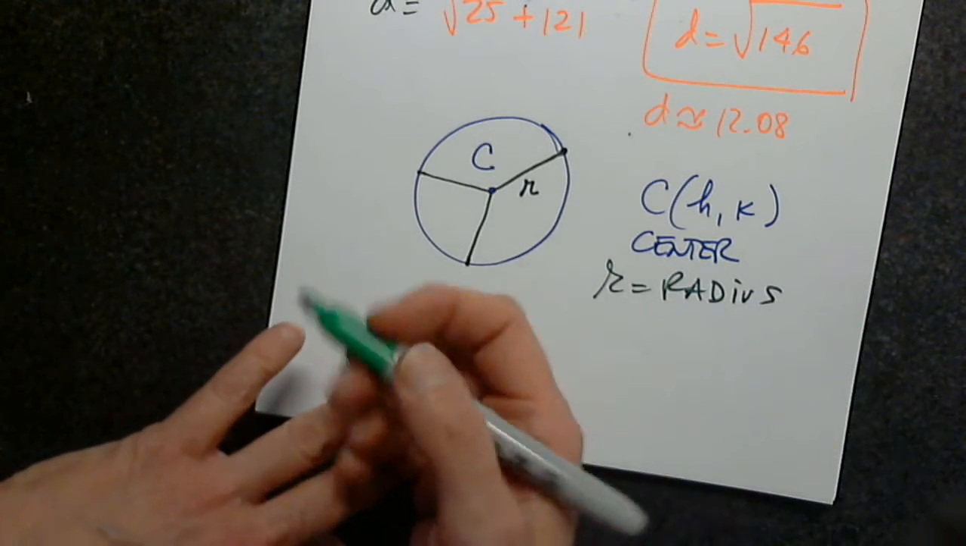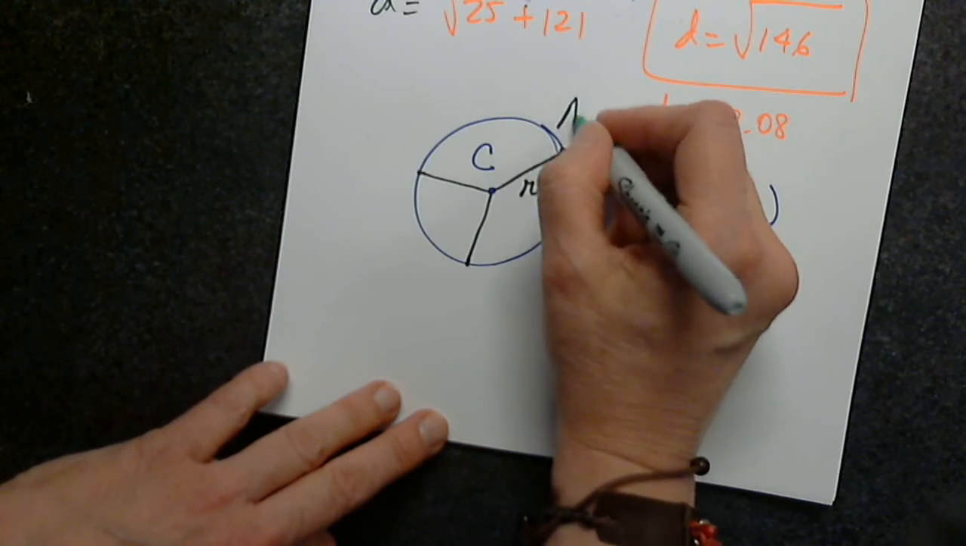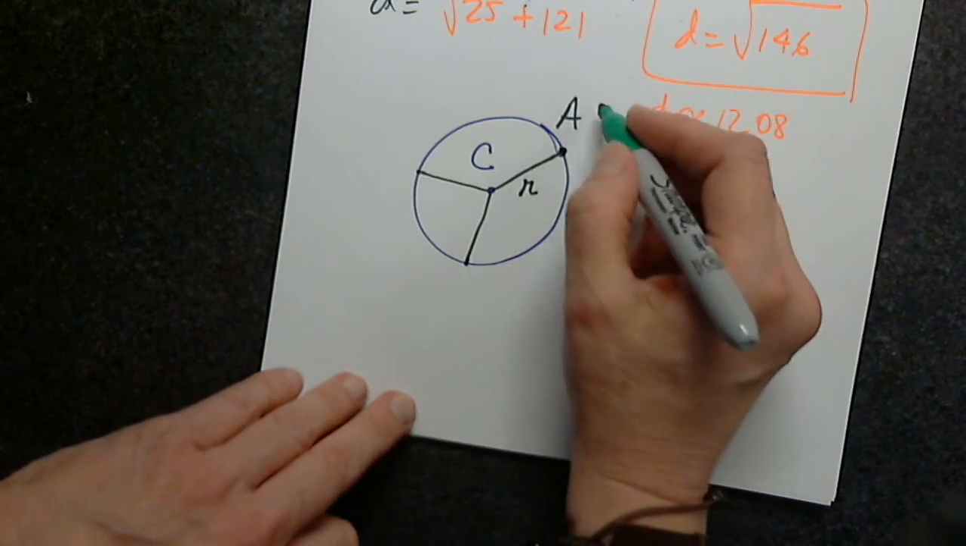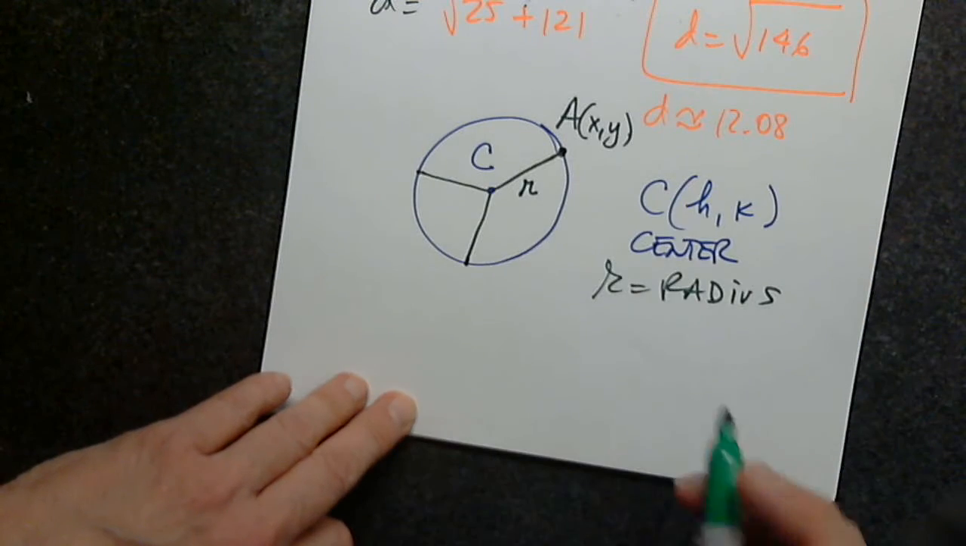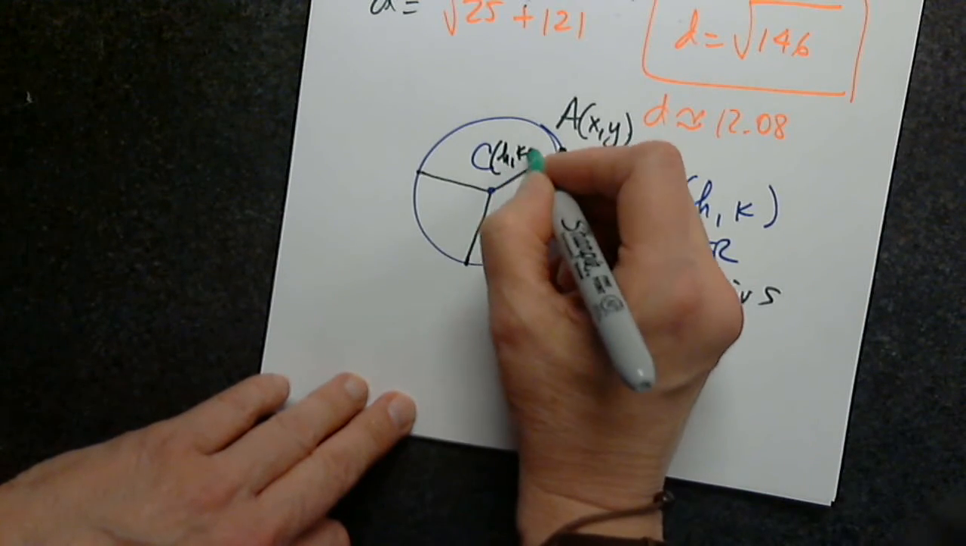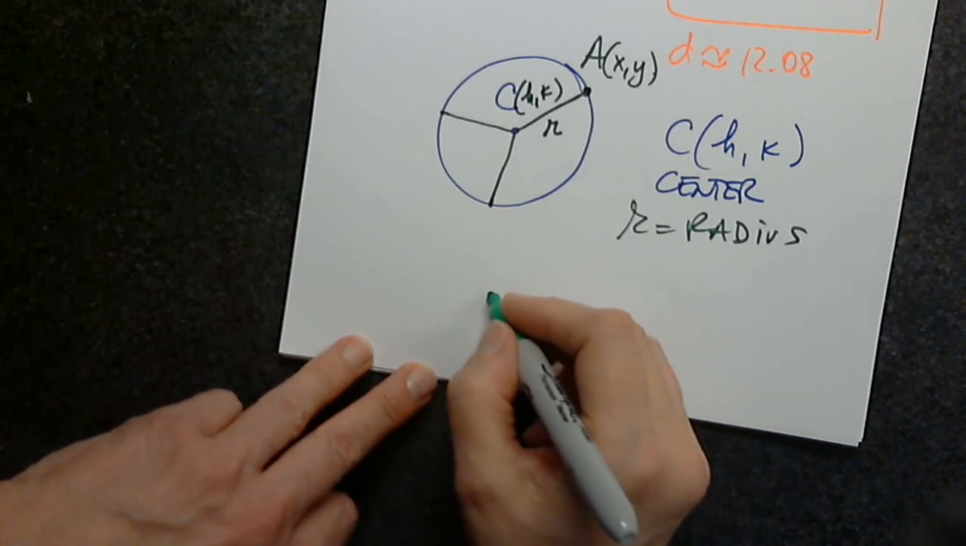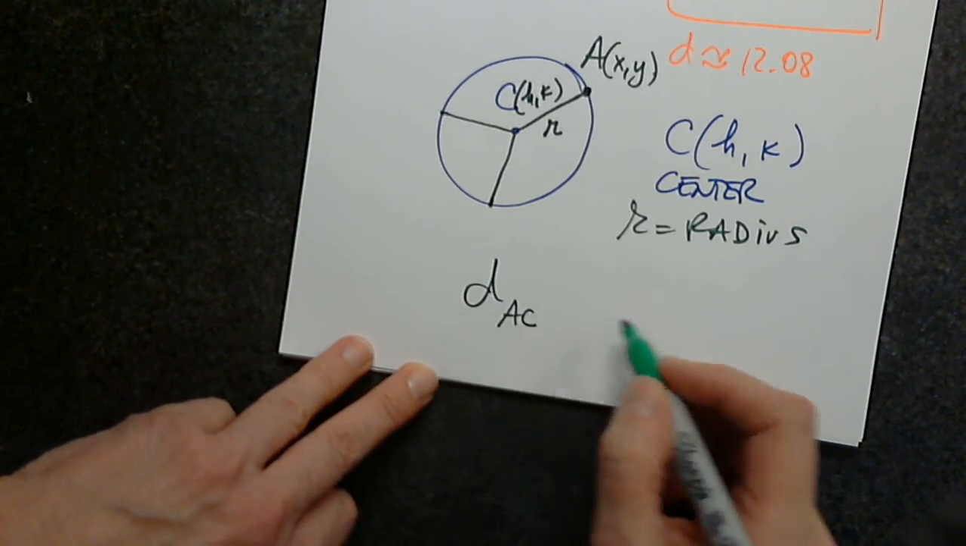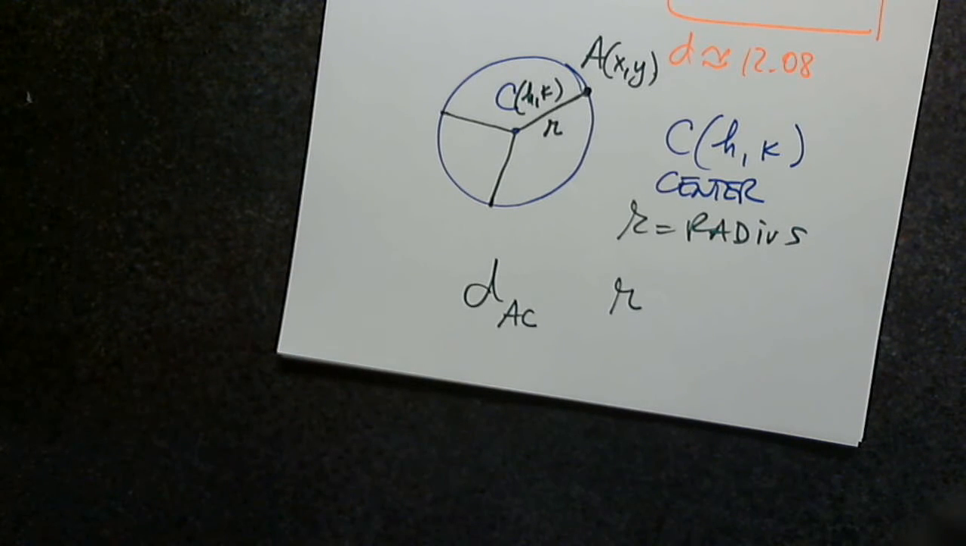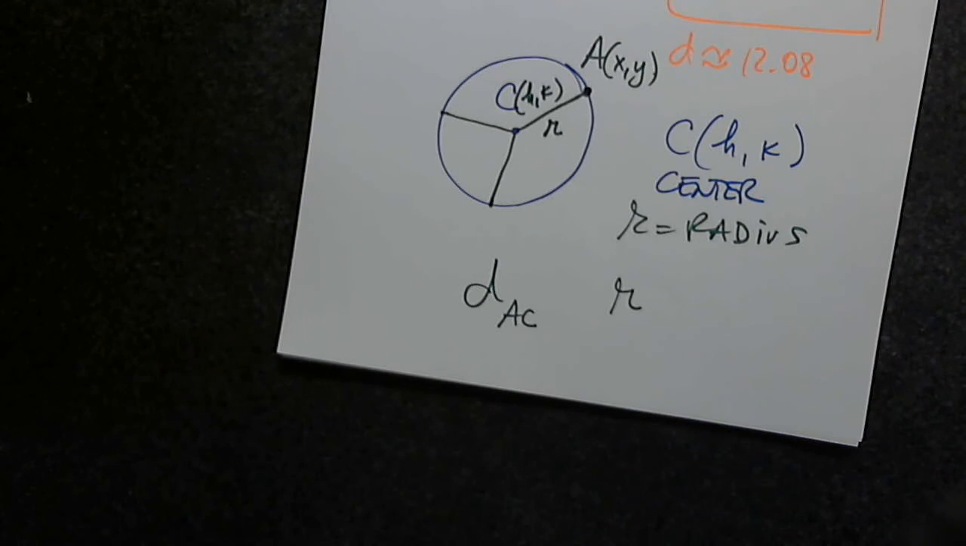anywhere on the circumference of the circle, I'm going to denote the point A with coordinates x comma y. I'm going to put also here h comma k. And I have a question for you. What do you think is the relationship between the distance AC and the radius? Is one bigger than the other? Absolutely the same. Great job. The distance between any point on the circumference and its center, the center of the circle, must be the radius. Must be equal to that.